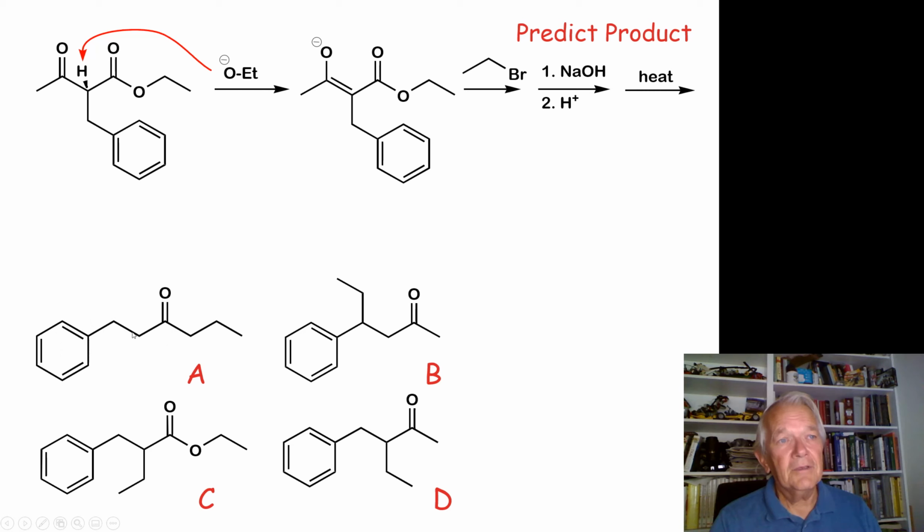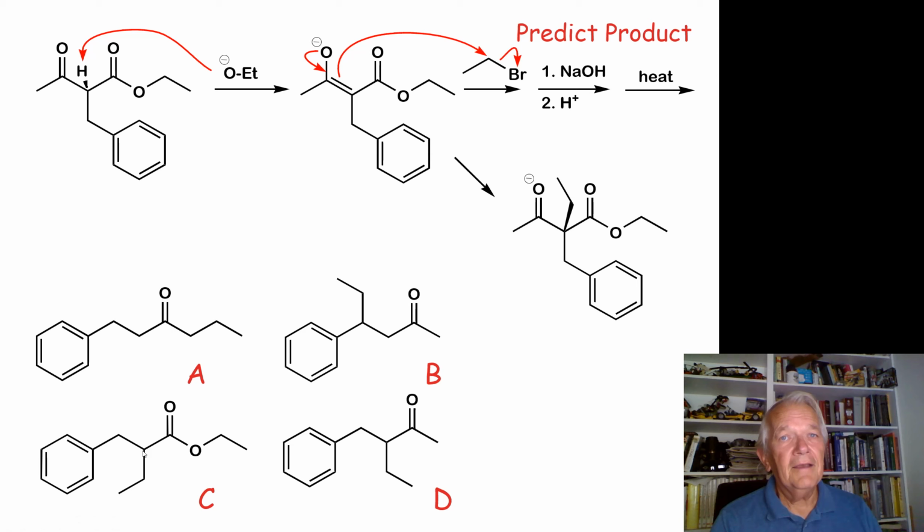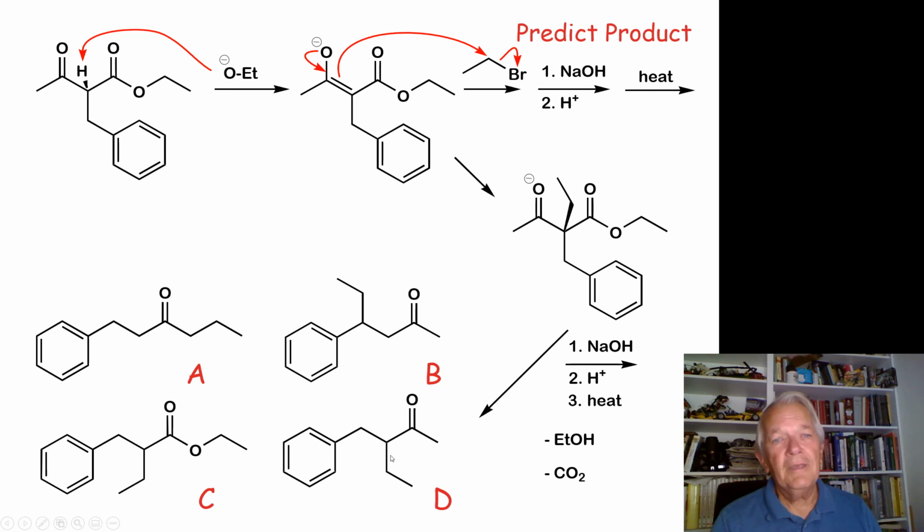And of course, here's our benzyl group. But wait a minute, the ethyl's on the wrong side. It can't be A. C also has that group in it, and now we've added the ethyl group down here. So this is going to be C. Okay, and when we're done with that, we've got molecule C, and of course we can decarboxylate that. When we decarboxylate it, we actually get molecule D. So this sequence goes: first you make C, and then when you do the decarboxylation, you make D.